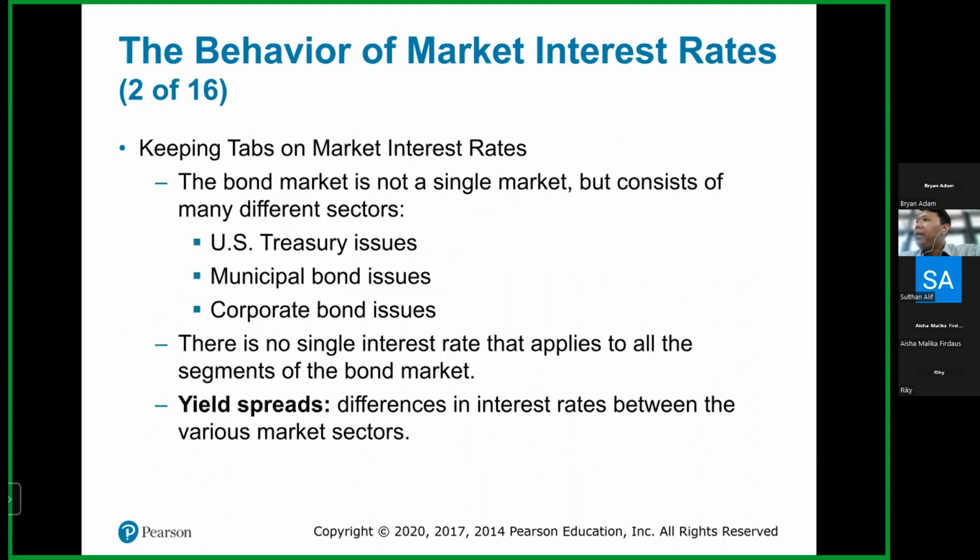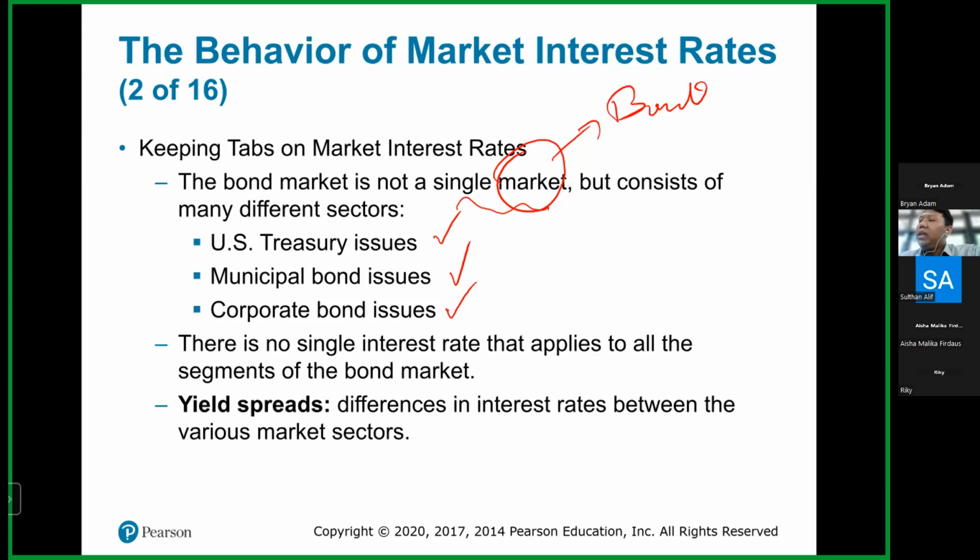The bond market is not a single market, but consists of many different sectors, for example U.S. Treasury issues, municipal bonds, and corporate bonds. So when we say the bond market, we are usually dealing with many bond products and many issuers. We have the U.S. Treasury, we have bonds issued by municipal governments, and we also have bonds issued by corporates.